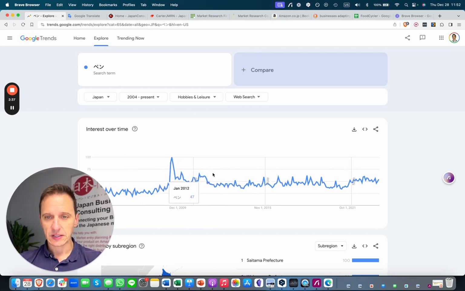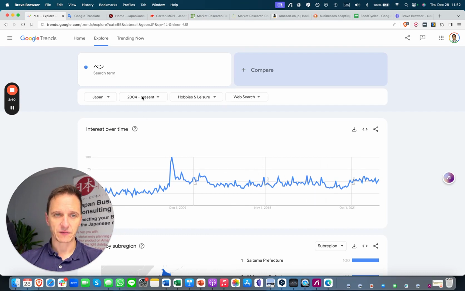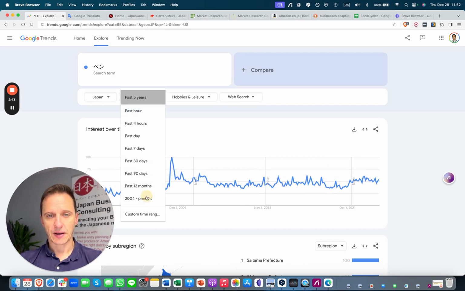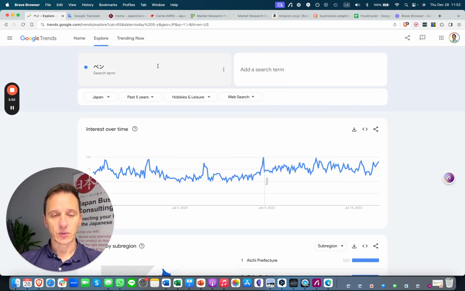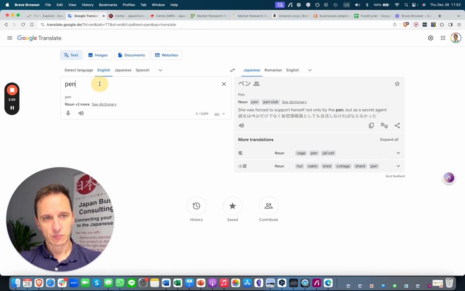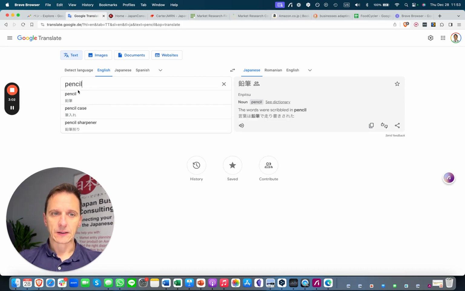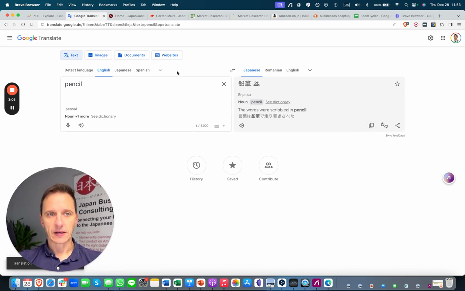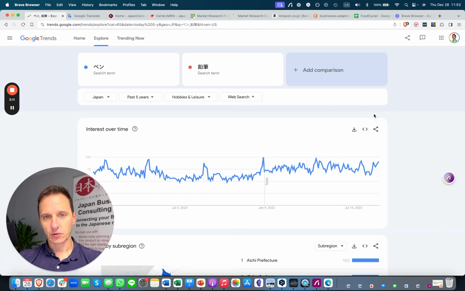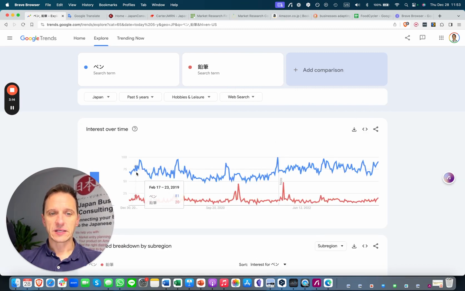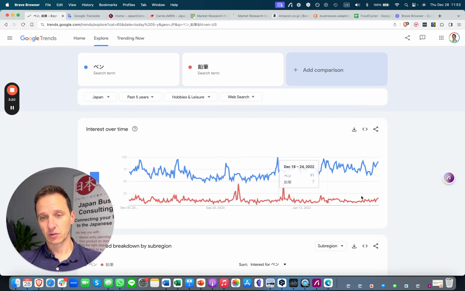And since there hasn't been a significant change over the past 5 years, you can reduce that to the past 5 years and see what the interest over time was. Now you can also add another product. So we've said we are a stationery manufacturer and we want to look for pens and pencils. So let's go back to Google Translate, look for the term pencil, and then copy it, go back to Google Trends, include it here, and then go to search term, and you will see this is the search for pen, and this is a search for pencil.